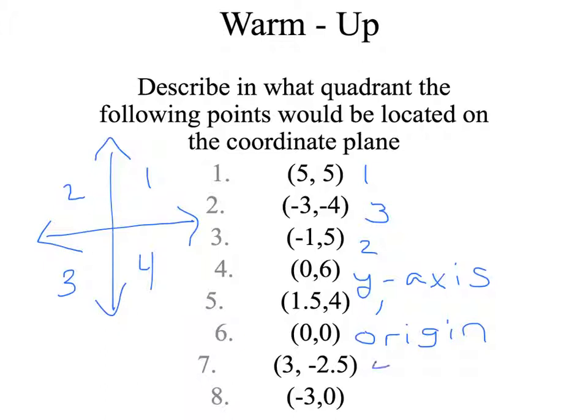+3, -2.5, that is quadrant 4. And the last one, 3, 0 and -3, 0, that would be on the x-axis. So just a basic review of the coordinate plane.